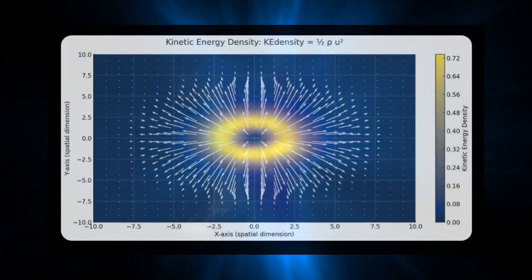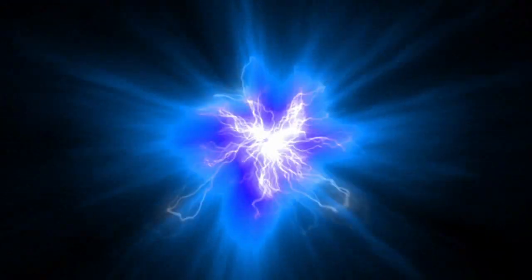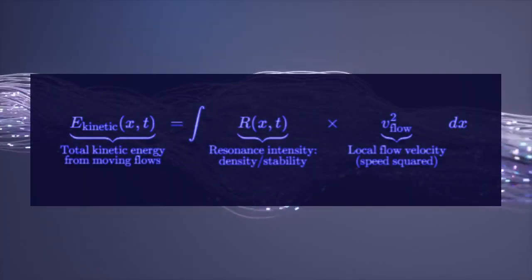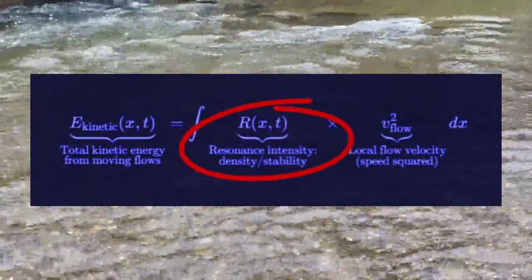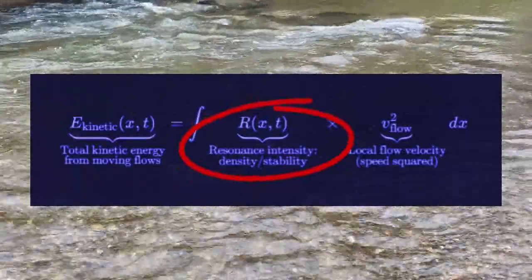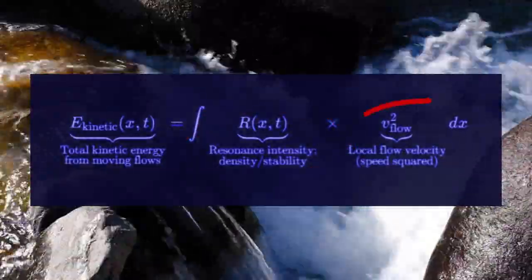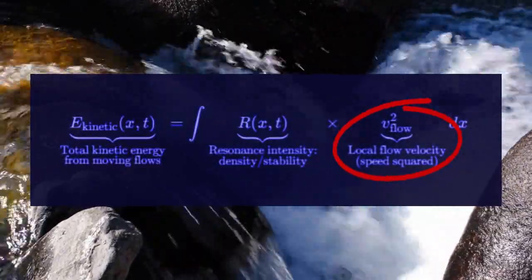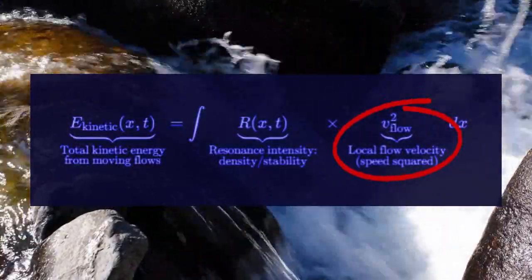Here's how we rethink kinetic energy in RLFlow. Instead of 1/2 mv squared, we express it as an integral over a flow field. Let me break it down. R: this is the resonance intensity, a measure of how stable or dense the flow is at any point. V flow squared: this is the local flow velocity squared, representing how fast energy is moving through the field.